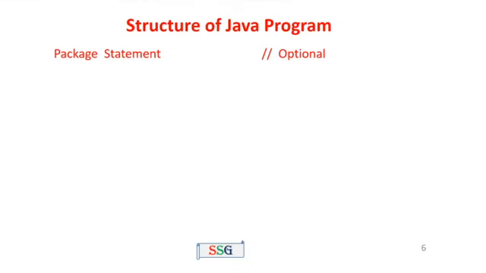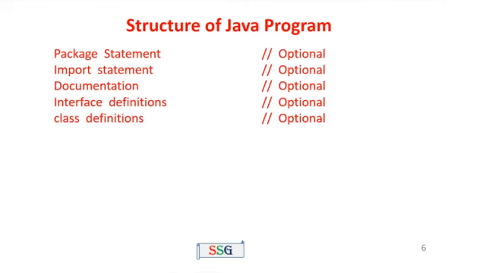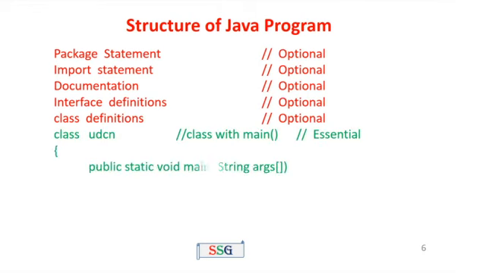Next one, structure of Java program. The Java program structure contains the following sections. First one is package statement, import statement, documentation, interface definition, class definition. The next one, class with the main function: class, user defined class name, public static void main, String arguments, then main method definition, and close curly brace. This is the structure of the Java program.